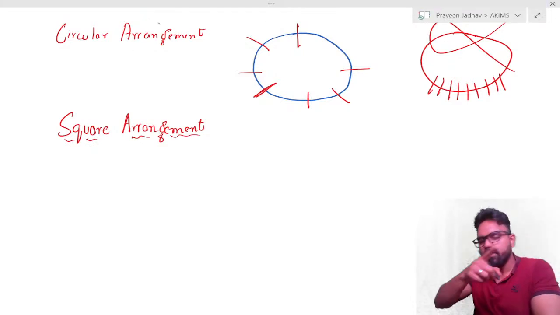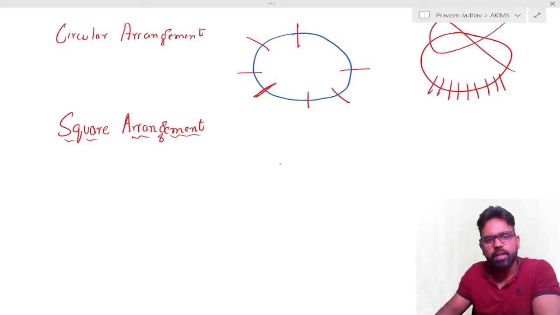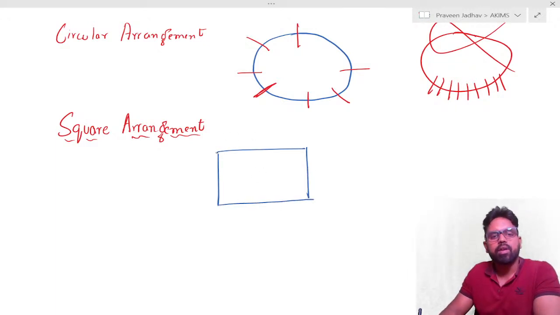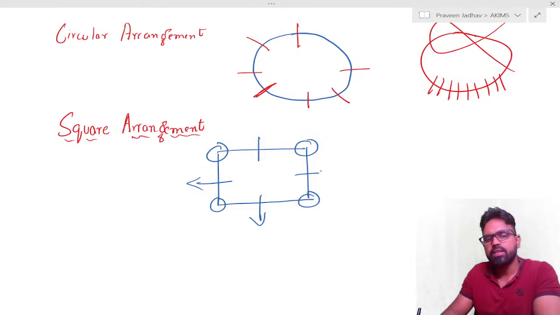What will I be doing? When it comes to square arrangement, all I'll do is draw a square and try to represent corners and sides. If the question statement ever talks about corners, these are the corners. And if the question statement ever talks about edges, these are the centers of the edges, meaning the person must be sitting like this, facing outside or inside depending upon the question again. And if the person is sitting at the corner, he must be sitting like this.